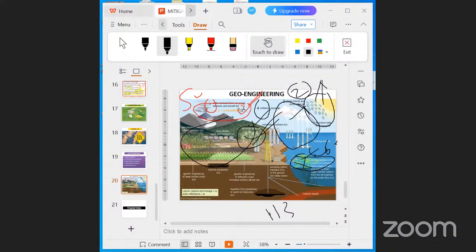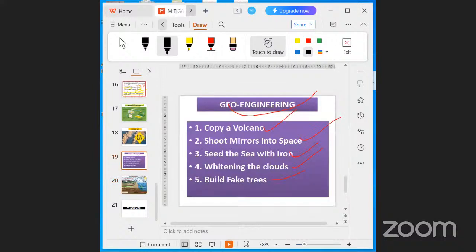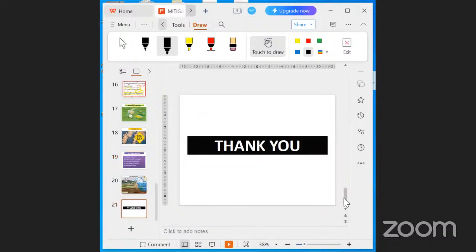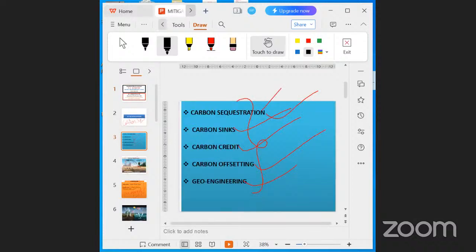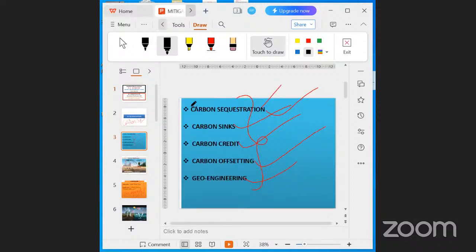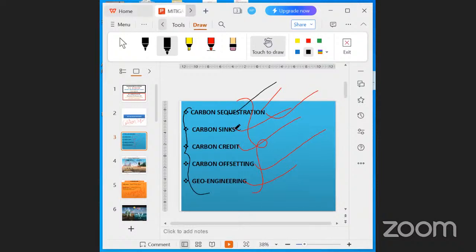But pulling carbon dioxide from the atmosphere is only half the battle. Afterwards, it must be sequestered or permanently trapped. So these are from the engineering process, the geoengineering process, right? In this lesson, in your examination, they are asking any one of these: carbon sequestration or carbon sinks, or carbon credit, carbon offsetting, also geoengineering, right? So maybe these three are very important, okay?